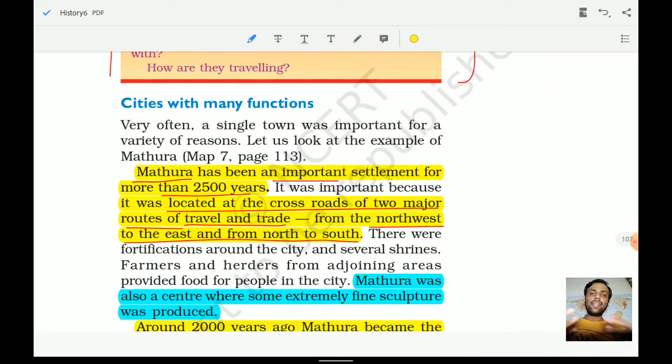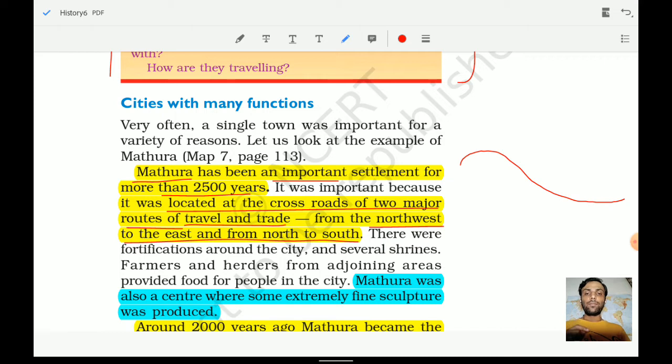So cities had many functions. Let us understand these functions. Mathura has been an important settlement for more than 2500 years. It was located at the crossroads of two major roads of travel and trade, from the northwest to east and from north to south. So this was kind of an arrangement, and Mathura was the crossroad of these trade routes.